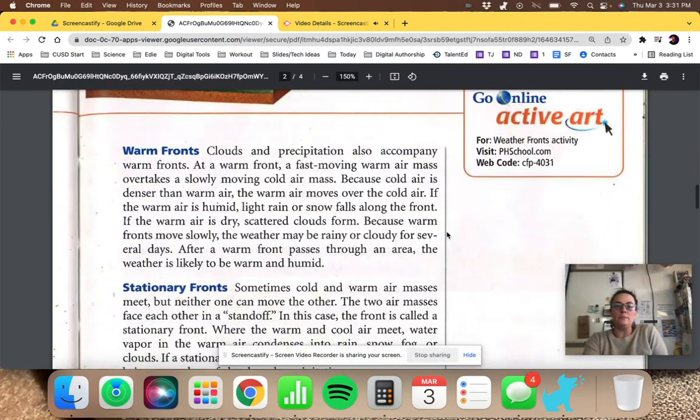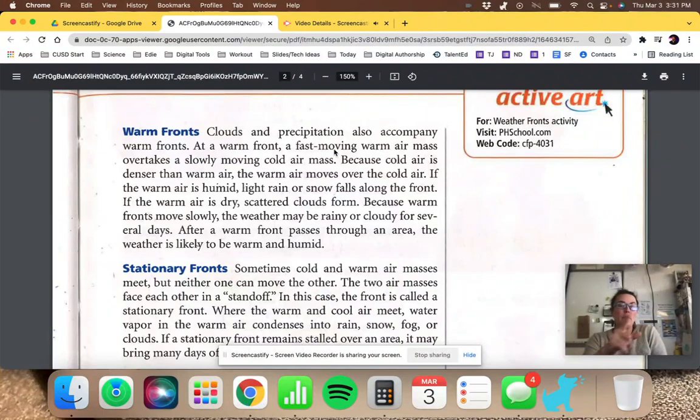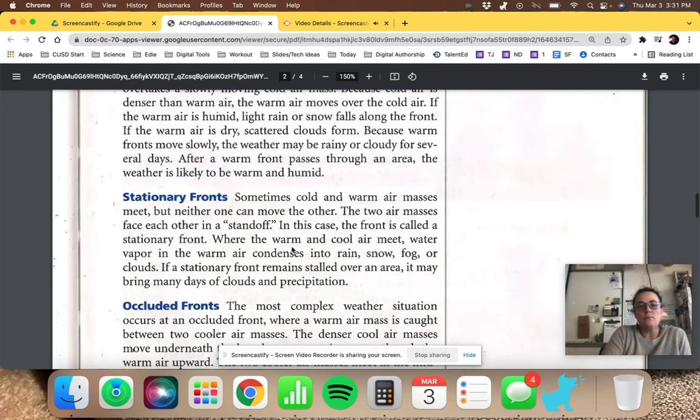A warm front. Clouds and precipitation also accompany warm fronts. At a warm front, though, a fast-moving warm air mass will overtake a slower-moving cold air mass. Because the cold air, again, is denser, the warm air will rise over the cold air. If it's humid, again, light rain or snow. If the warm air is dry, you may just get some scattered clouds. Because warm fronts move slowly, the weather may be rainy or cloudy for several days. After a warm front passes through an area, the weather is likely to be warm and humid.